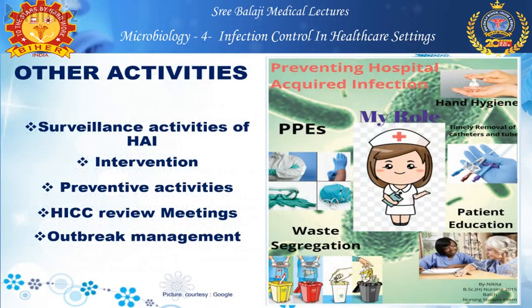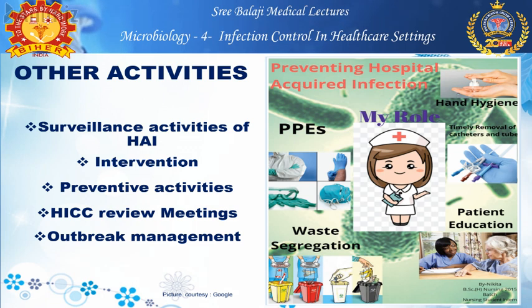Other than these, what are the other activities done by a hospital infection control team? The surveillance of various healthcare associated infections is usually recorded on a day-to-day basis by the HIC team. If there is some healthcare associated infection, suggestions on how to intervene will be put out by them. Preventive strategies, on how to prevent these healthcare associated infections, will also be analyzed and presented in the meetings, and strategies will be developed based on that. The monthly HIC review meeting should be conducted by the HIC team and infection control team.